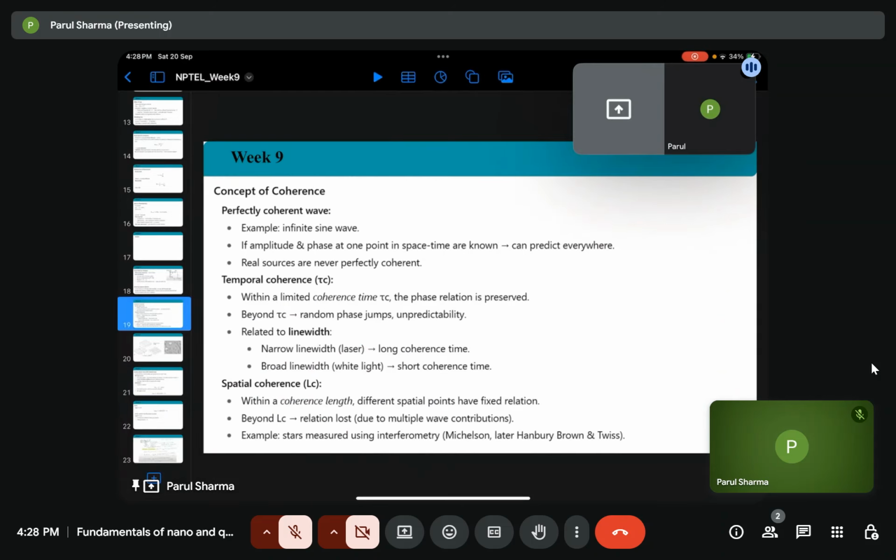So similarly, the spatial coherence is coherence within a length. Different spatial points have a fixed relation, and beyond LC, that relation is lost because of multiple wave contributions. So, for example, we measure the stars using interferometry, initially measured using the Michelson interferometer and later the Hanbury Brown and Twiss method.